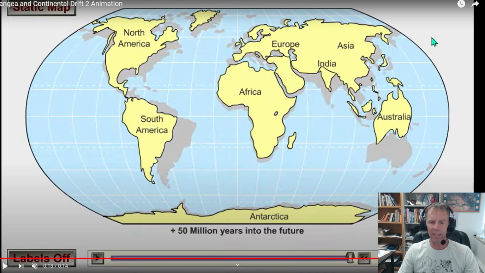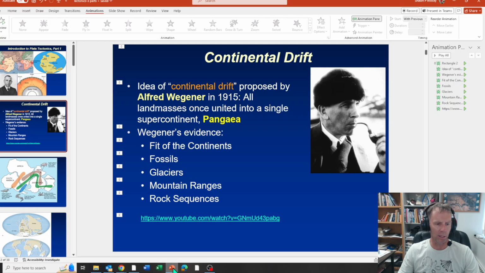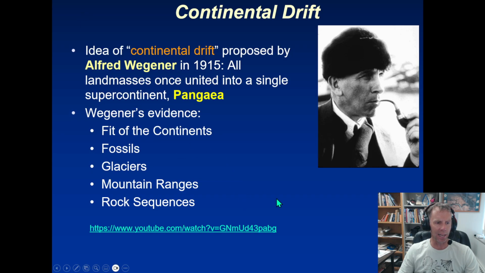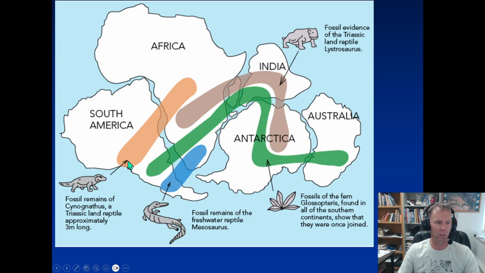So this is the idea that Wegener was putting forth. This idea of continental drift was what he named it. And he had some good evidence. So there's some of the fossil evidence he had. We find the exact same species of some fossils on different continents. You can see the distribution of a few key fossils here.